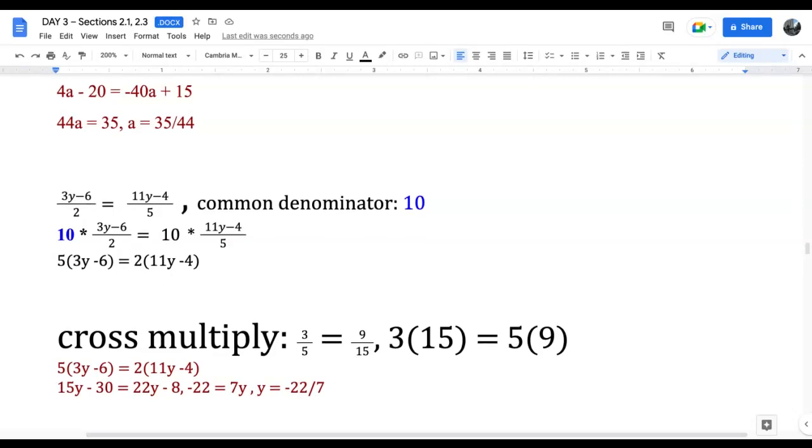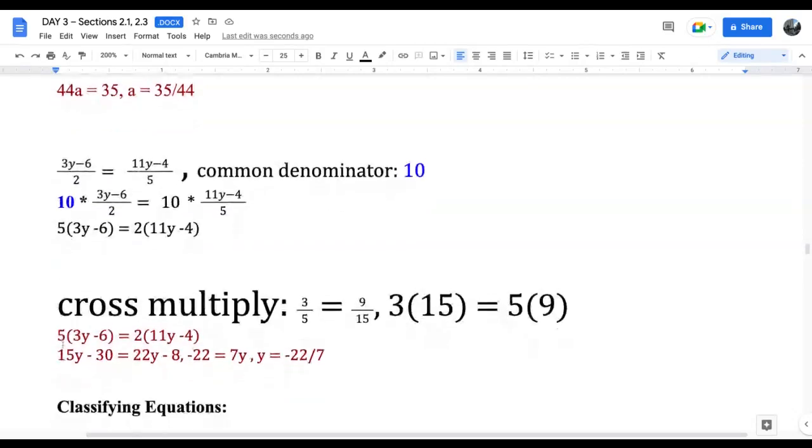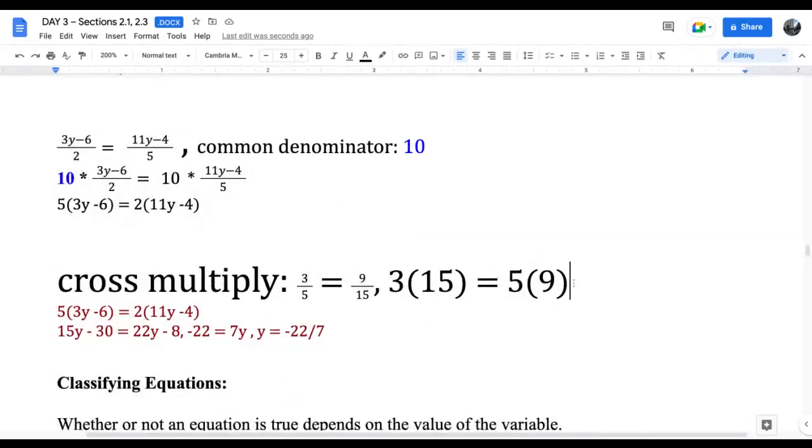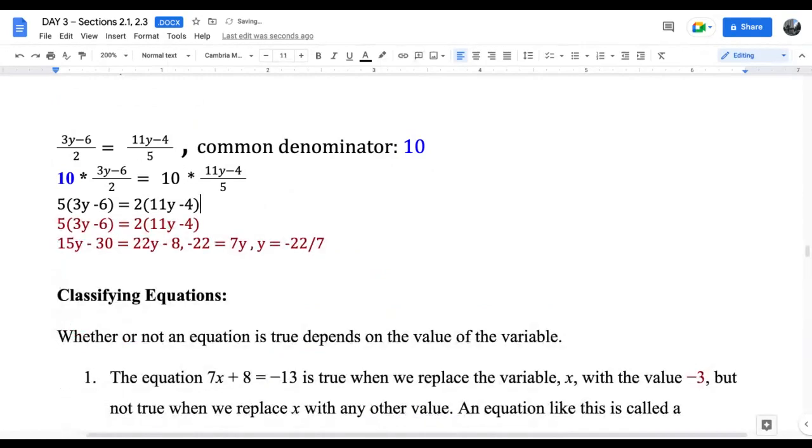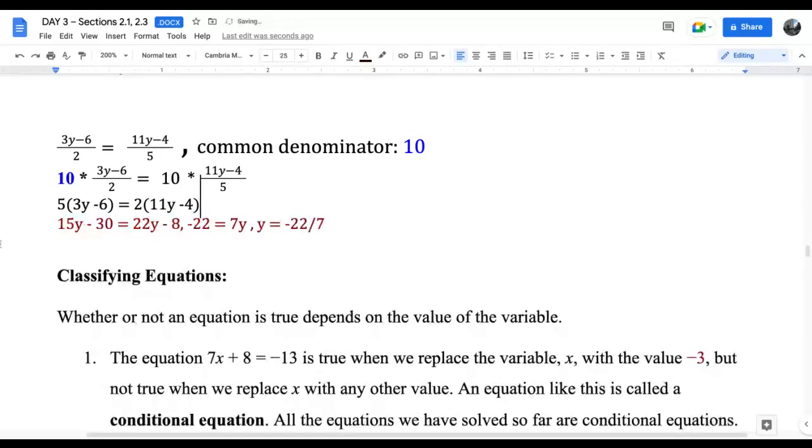Then the rest is just solving. So we just distribute, right? 5 times 3y is 15y, 5 times negative 6 is negative 30, 2 times 11y is 22y, 2 times negative 4 is negative 8.